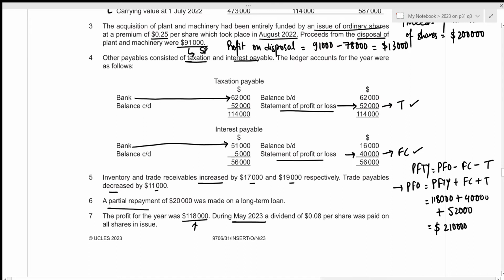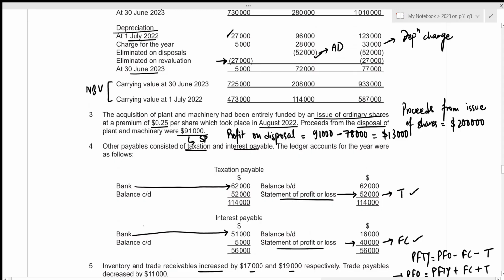Then during May 2023, a dividend of 0.08 per share was paid on all shares in issue. We also need to calculate the dividend paid, because that will be included as our cash outflow within the financing activities section. Let's calculate the dividend paid. And this dividend of 0.08 per share was paid on all shares in issue, which will include our initial given number of shares as well as the new issue of shares, because we are paying dividend at the date of May 2023 and this new issue was made at the date of August 2022. So at the time of dividend payment, there were also new shares.